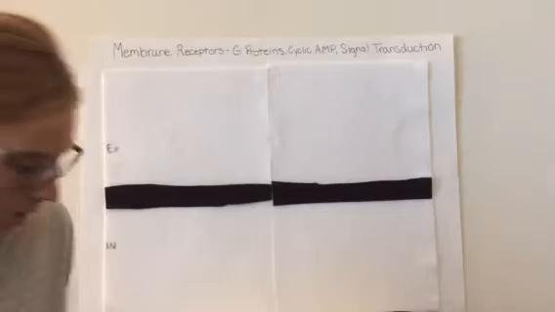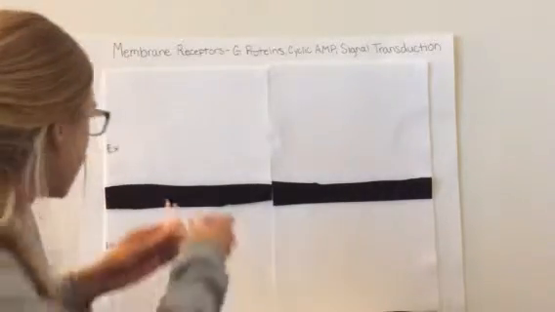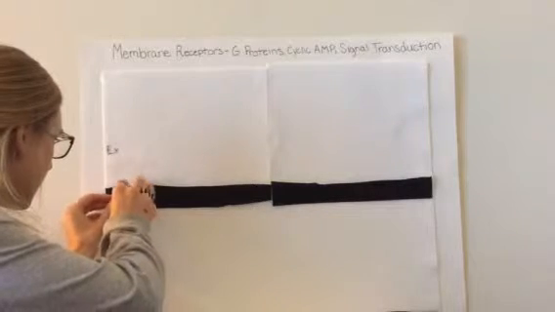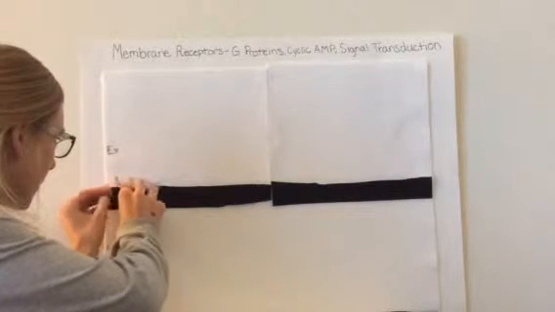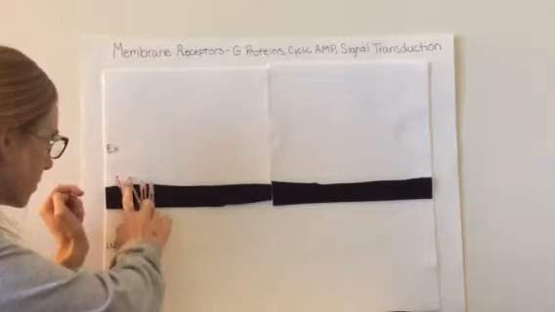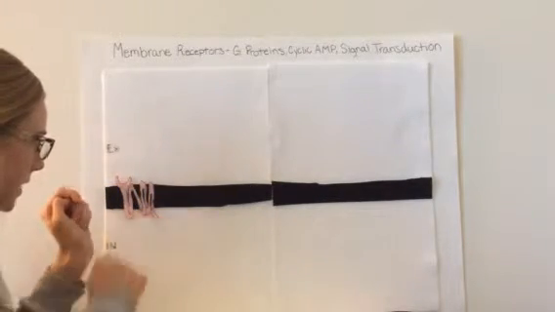GPCRs have 7 transmembrane alpha helices. This means that they span the membrane 7 times: 1, 2, 3, 4, 5, 6, and 7.